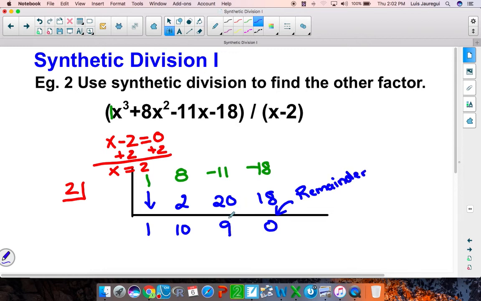This is your constant term. This is your a sub 0. This is the coefficient of your linear term. That's a sub 1. And that's the coefficient of your quadratic term, a sub 2. Therefore, the factor that we're missing is really 1x squared plus 10x plus 9.